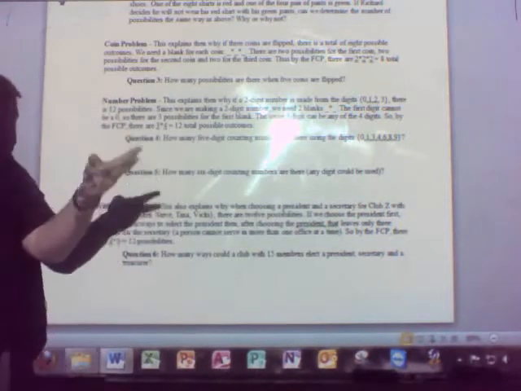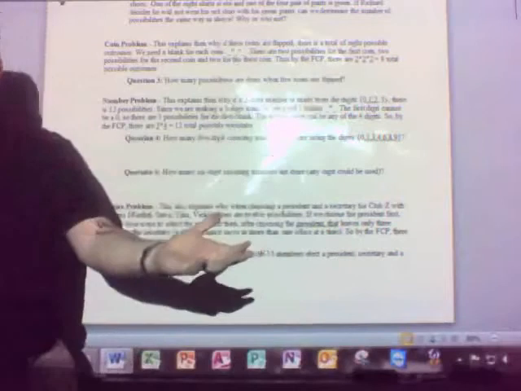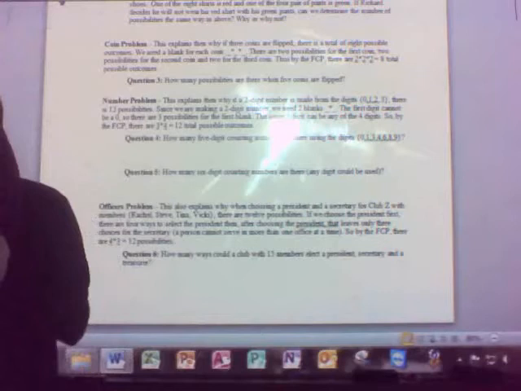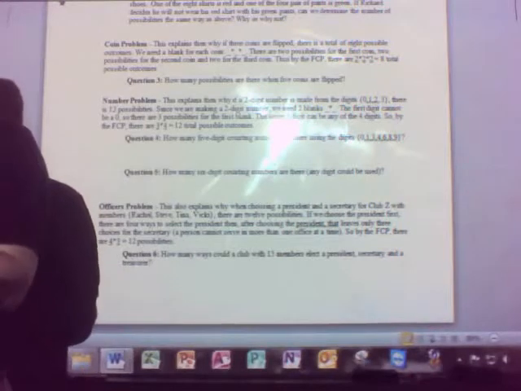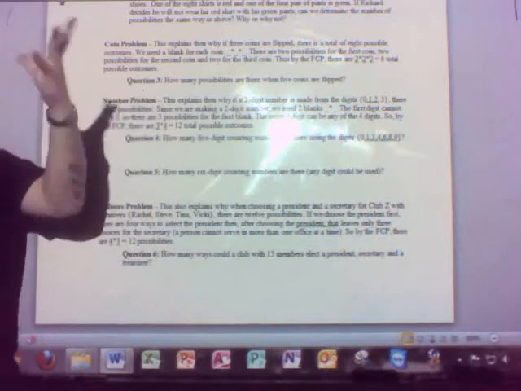Okay, so for the coin problem, this explains then why if 3 coins are flipped, there's 8 possible ways. Because if you put a blank for each coin, think about it, there are 2 possibilities for each coin, right? There's 2, heads or tails, for the first coin, there's 2 for the second coin, heads or tails, and then there's 2 for the third coin. So there's 2 possibilities for each coin. What's 2 times 2 times 2? That gives you 8. And we listed out all 8 of them a moment ago. But we can also use this fundamental counting principle to do the same thing.